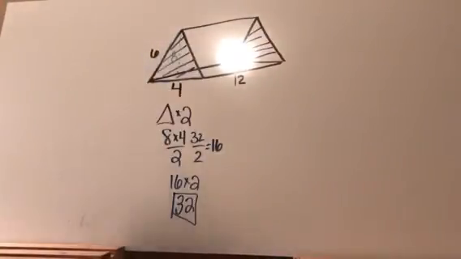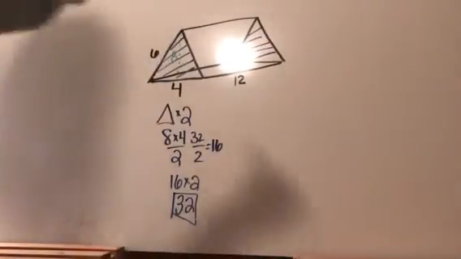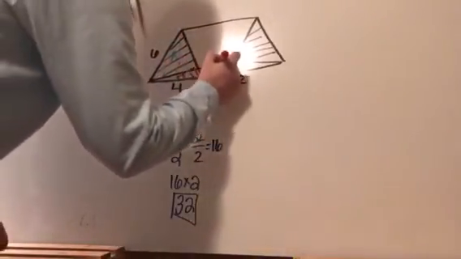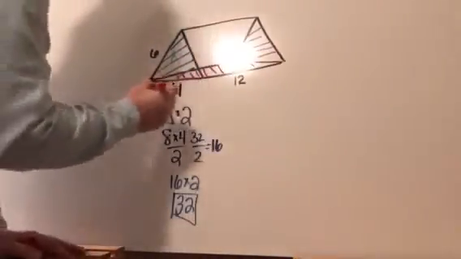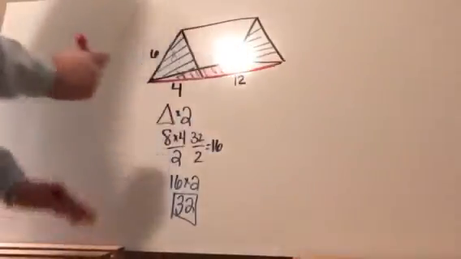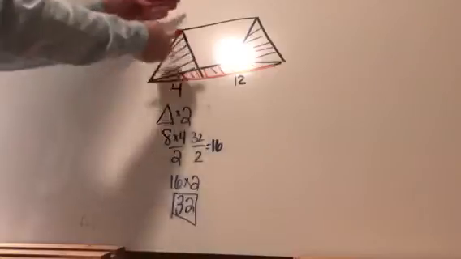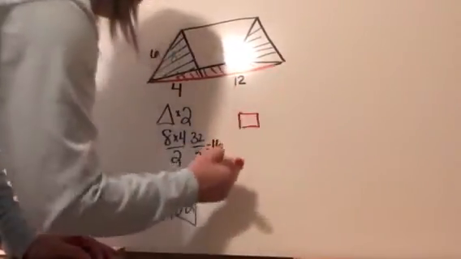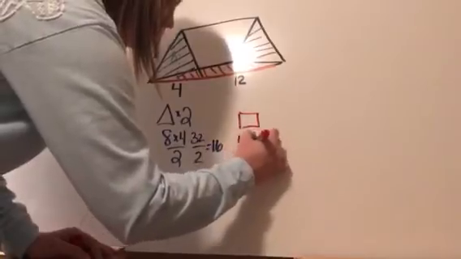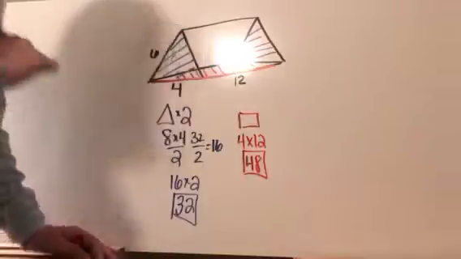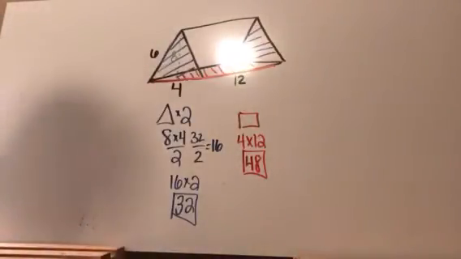Alright. The next thing we're going to look at is the bottom of our triangular prism, down here. If you notice, it is 4 by 12. And this 4 kind of is supposed to slant back a little bit. So it's 4 times 12. So one rectangle is 4 times 12, which is 48. So we're going to box that in so we know that's one of them.